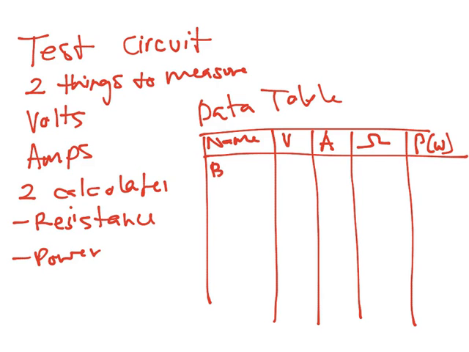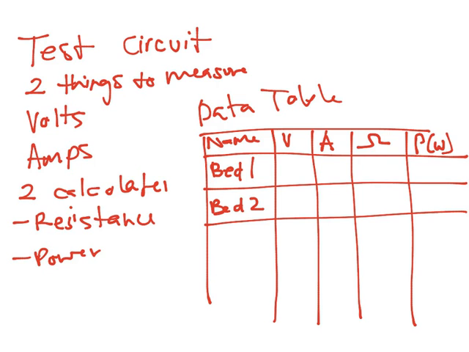So, for example, if I'm talking about my first bedroom light, this would be bedroom 1. Remember, there are 3 bedroom lights, bedroom 2, bedroom 3. There's going to be probably about 10 total lights. You don't want to mix up which one you're talking about, or I cannot give you total credit for your test circuit.